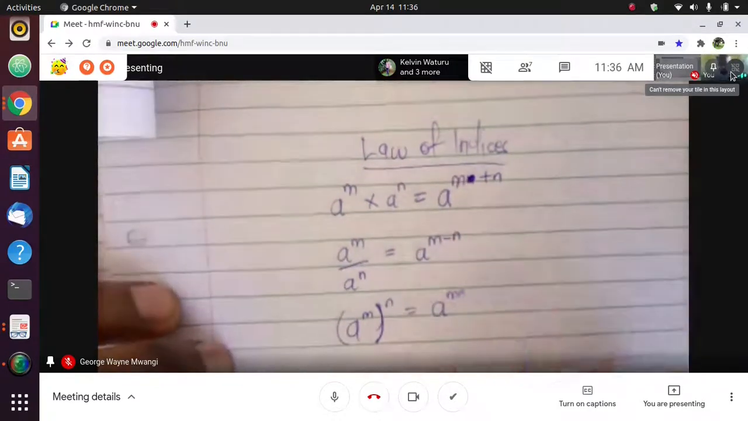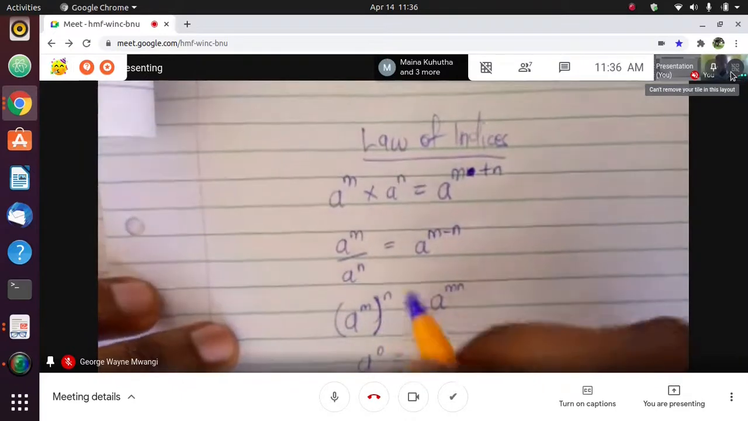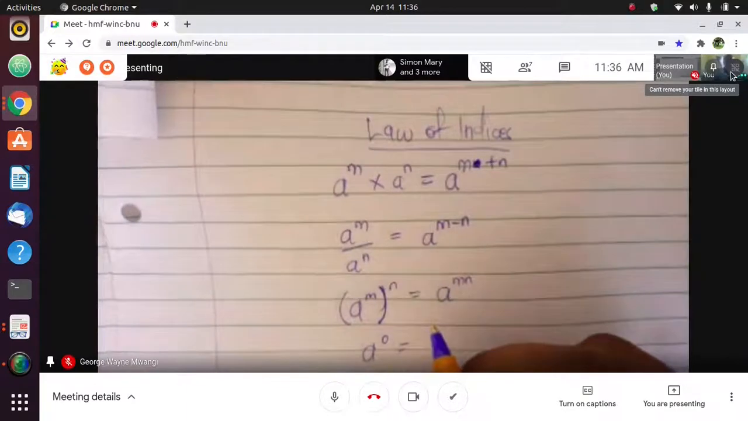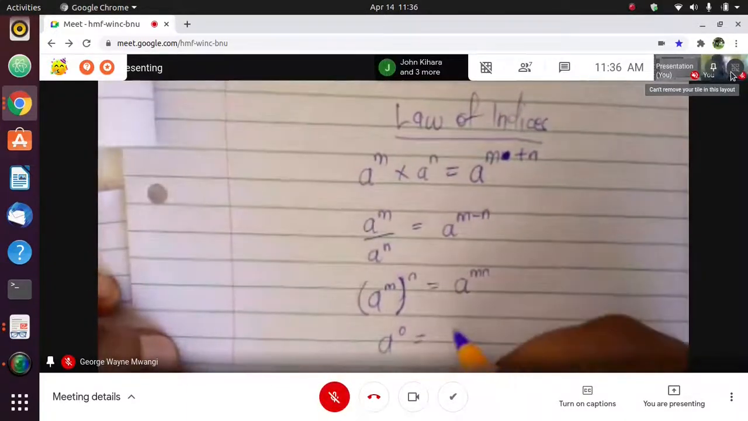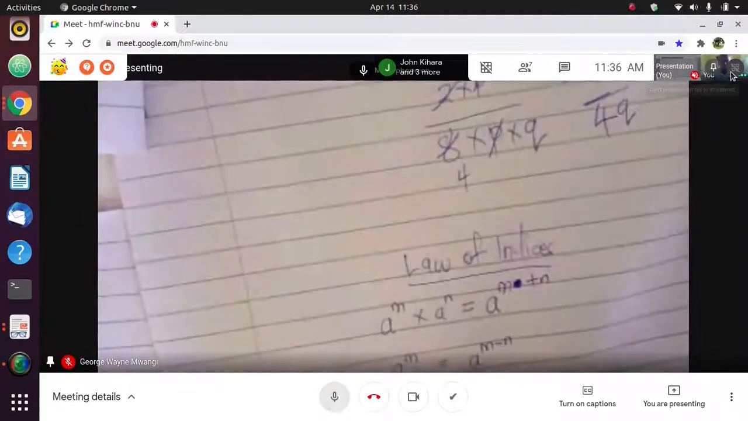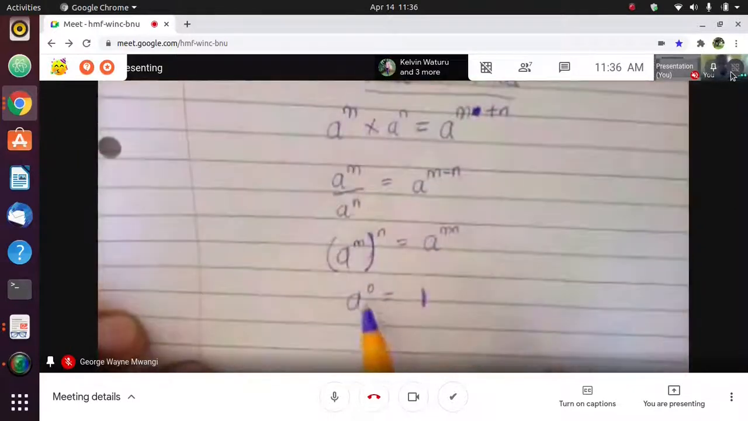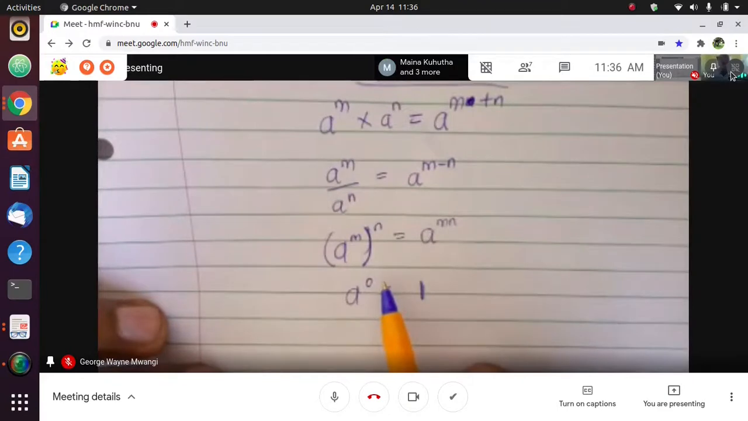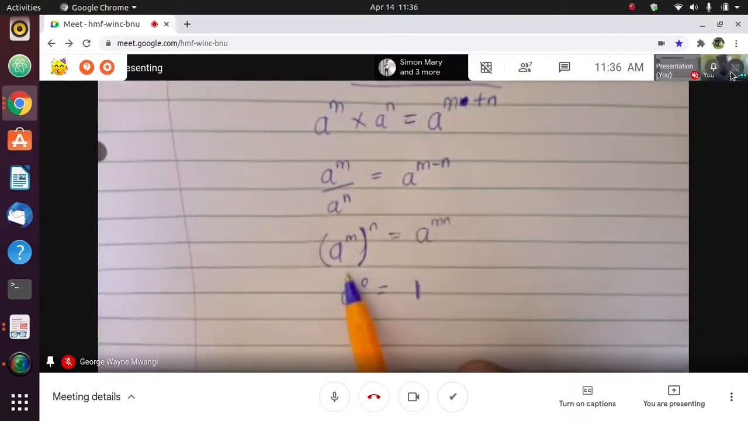I'm glad that you have not forgotten. Haya, a raised to power 0 will be what? No, it is 1. A raised to power 0 is 1. Any number raised to power 0 is 1. So if I take a million raised to power 0, napata 1. If I take negative something raised to power 0, it is 1. Any number raised to 0 is 1.